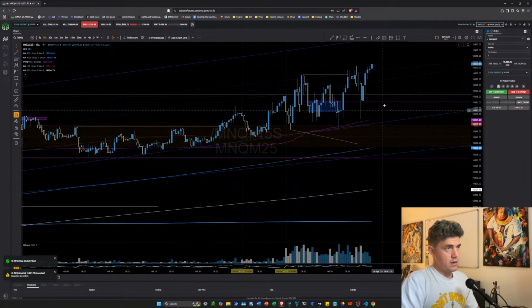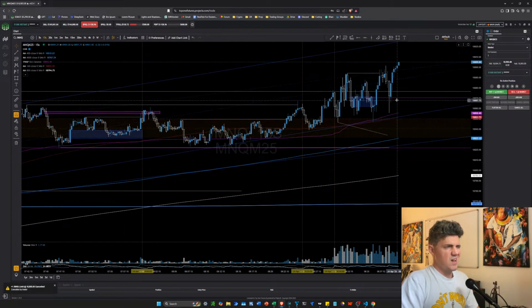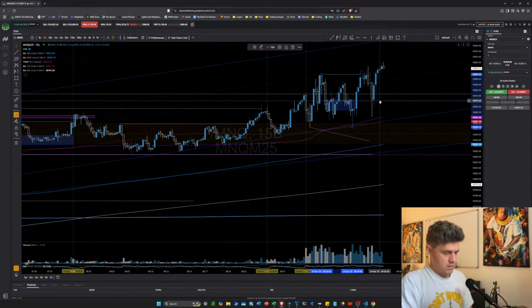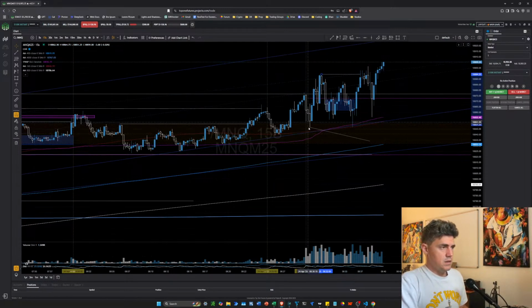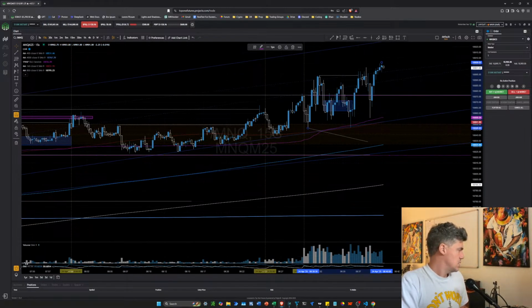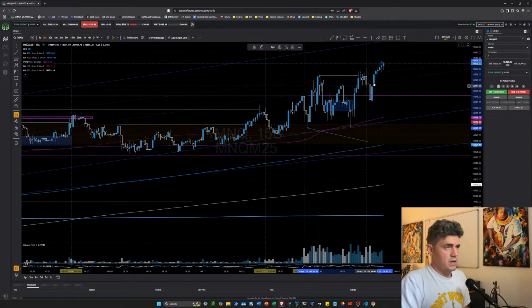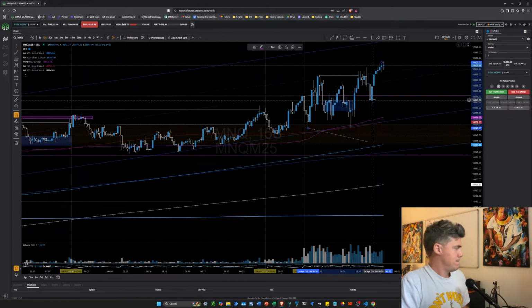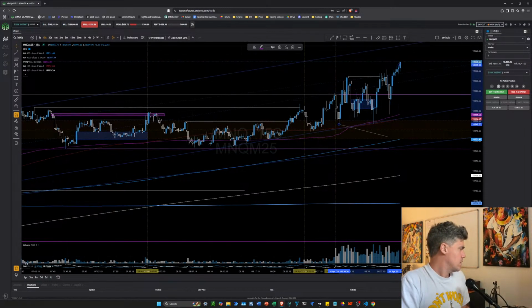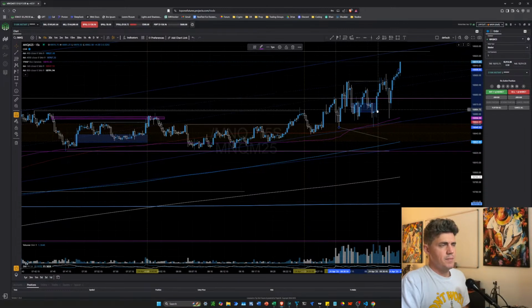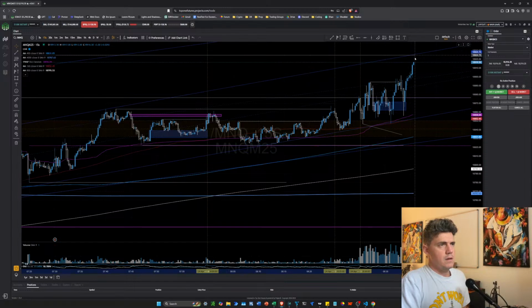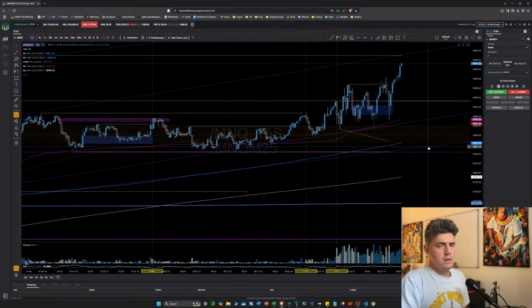Nope, no luck there. This big wick here. Let's see. Still low of day range. No inefficiencies on the 1 minute yet. Stop hunt here. Okay. Getting liquidity.